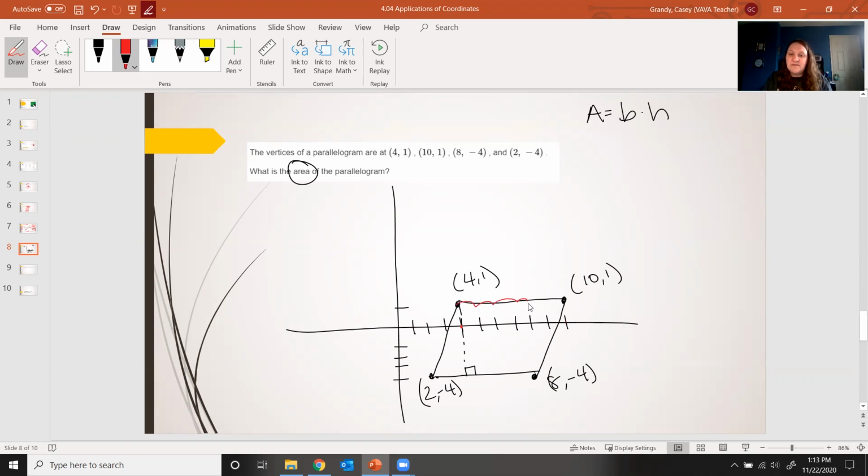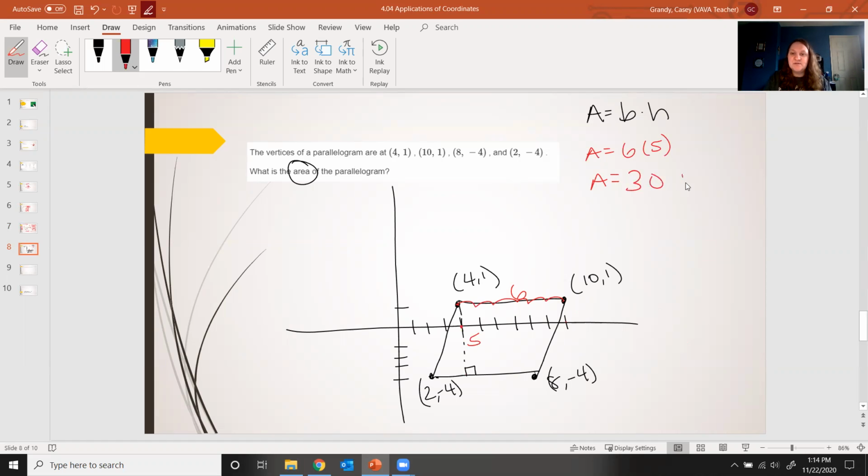1, 2, 3, 4, 5, 6. So the base is 6. The height, you could use the distance formula again, or I know that this is at a 1 on the y-axis, and this is at a -4. So the distance between a 1 and a -4 is 5. And so once I know that, I can just multiply 6 times 5 to get my area, 30.